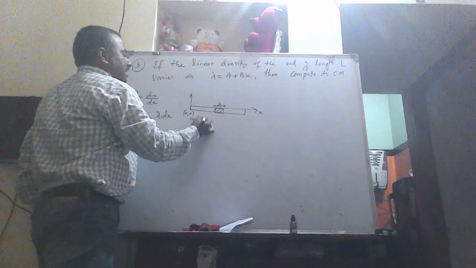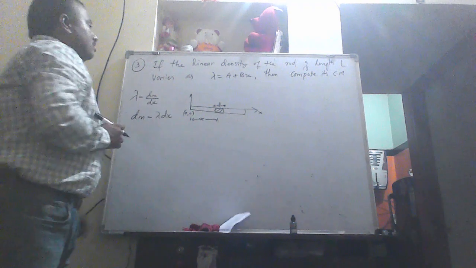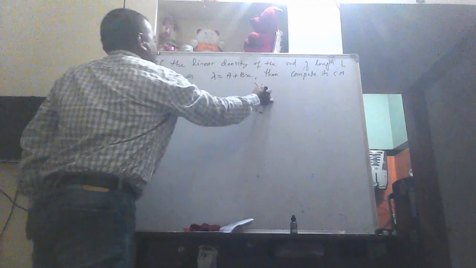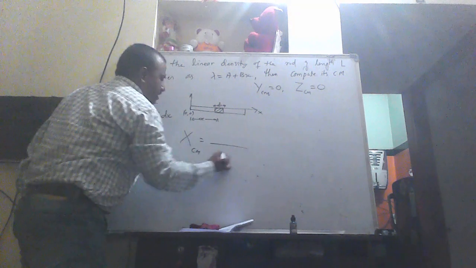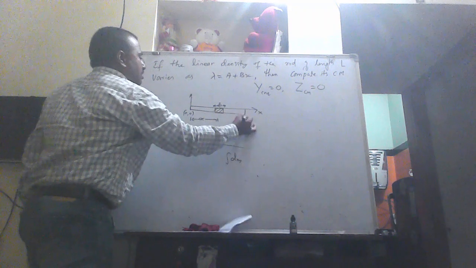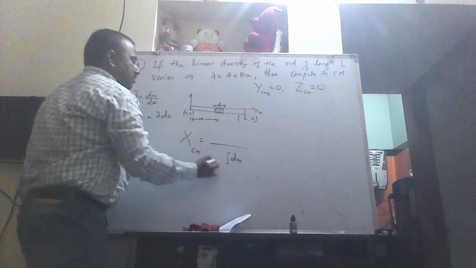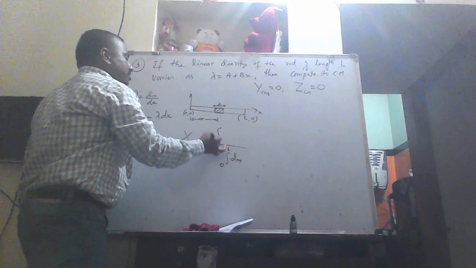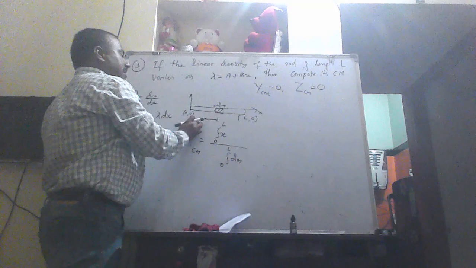I take this point as x. When x varies, lambda also varies. In this case y center of mass will be 0 because it is along one dimension, and z center of mass will also be 0. I have to calculate x center of mass. What is the formula? X center of mass equals the integration of x dm. What is the range? Total length is L, so the limits are 0 to L. Position coordinate x times the mass dm.